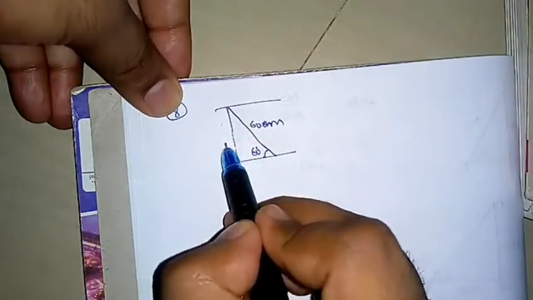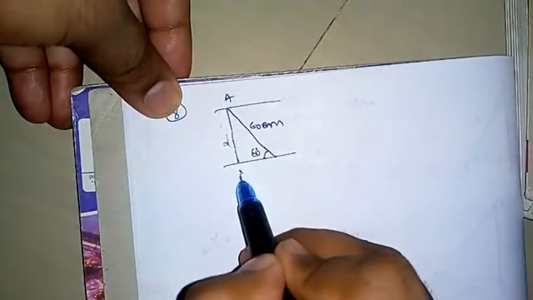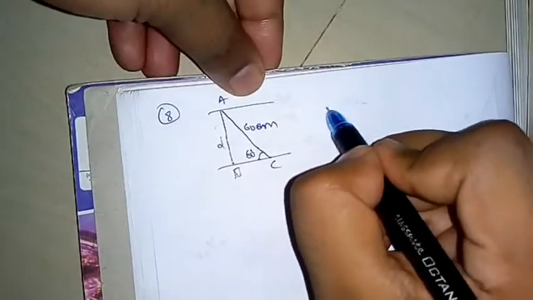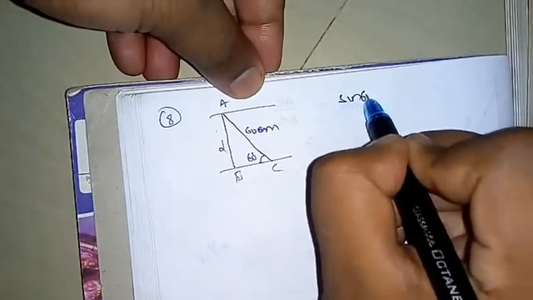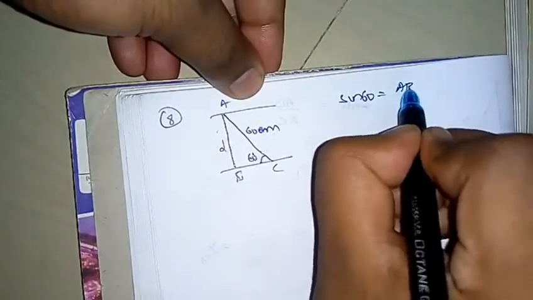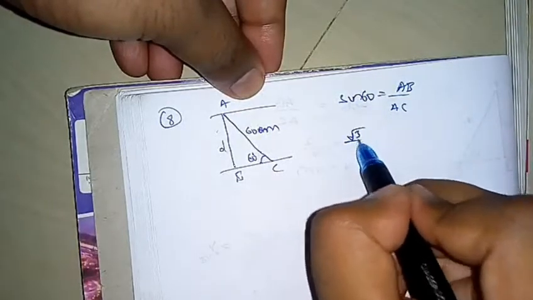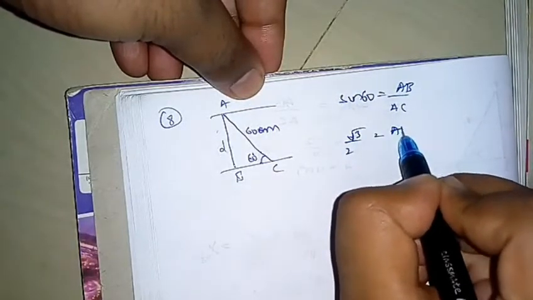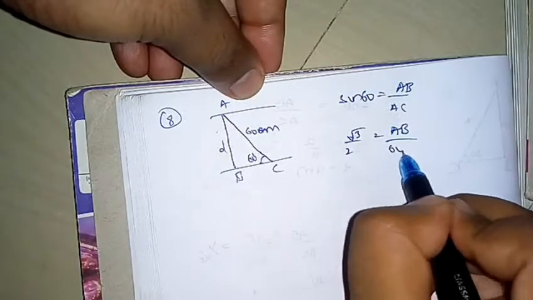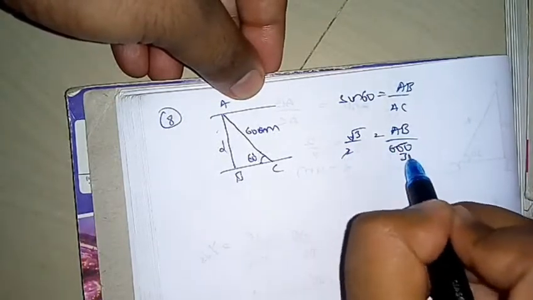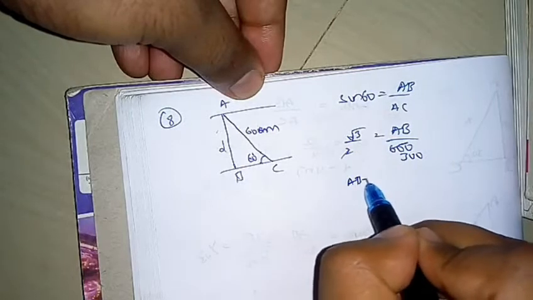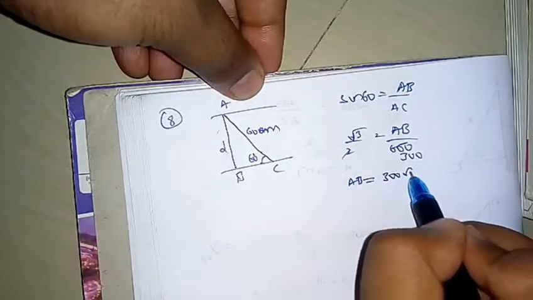Let this be D. A, B, C. So sin 60 is equal to opposite side AB by hypotenuse AC. Sin 60 is root 3 by 2, which is equal to AB by 600, 2 into 300. So AB is equal to 300 root 3 meters.